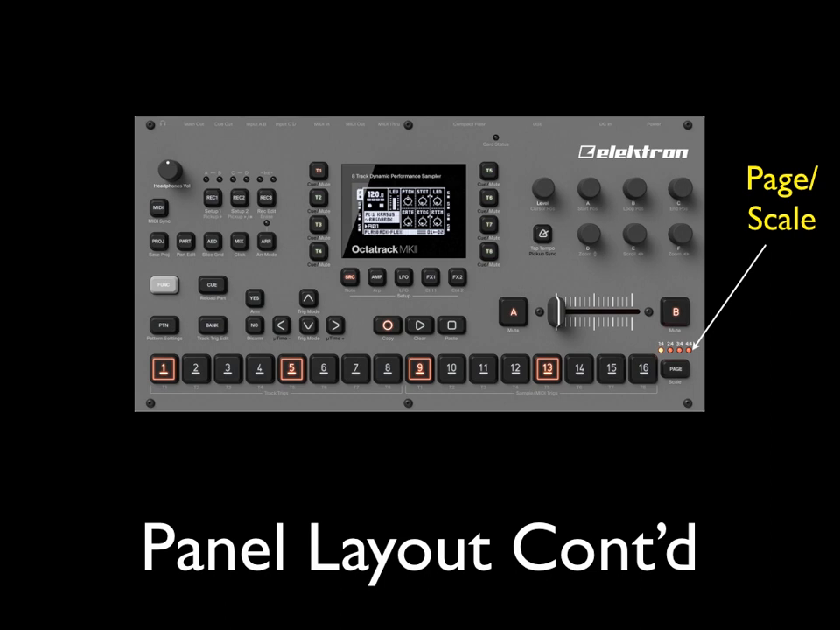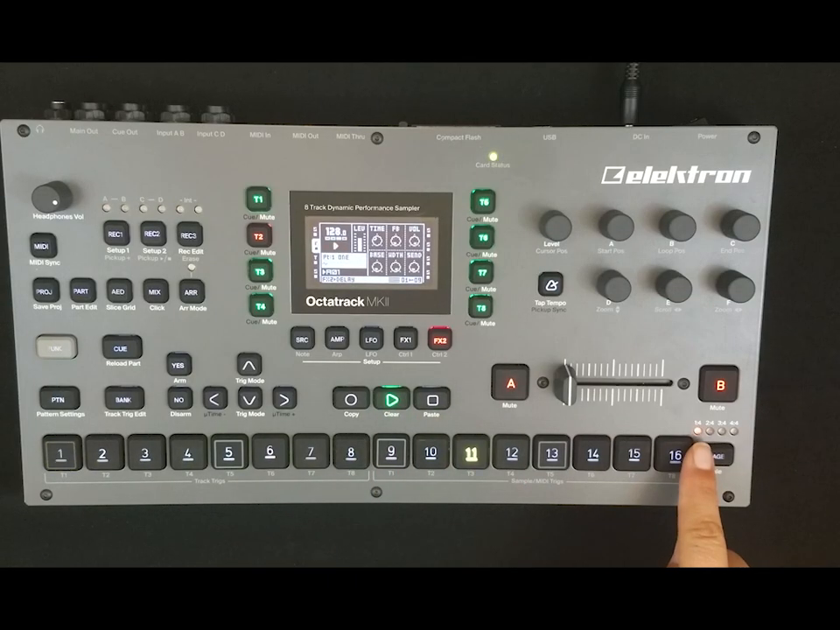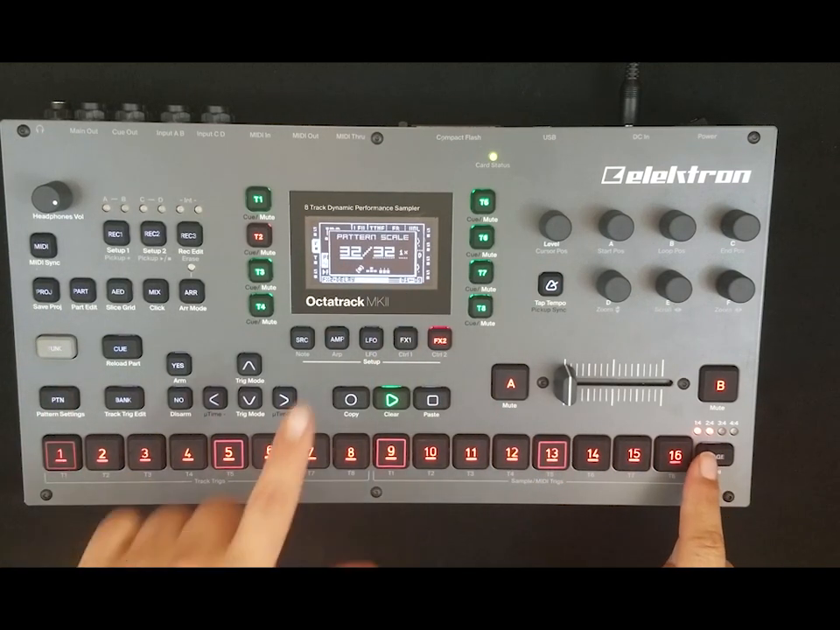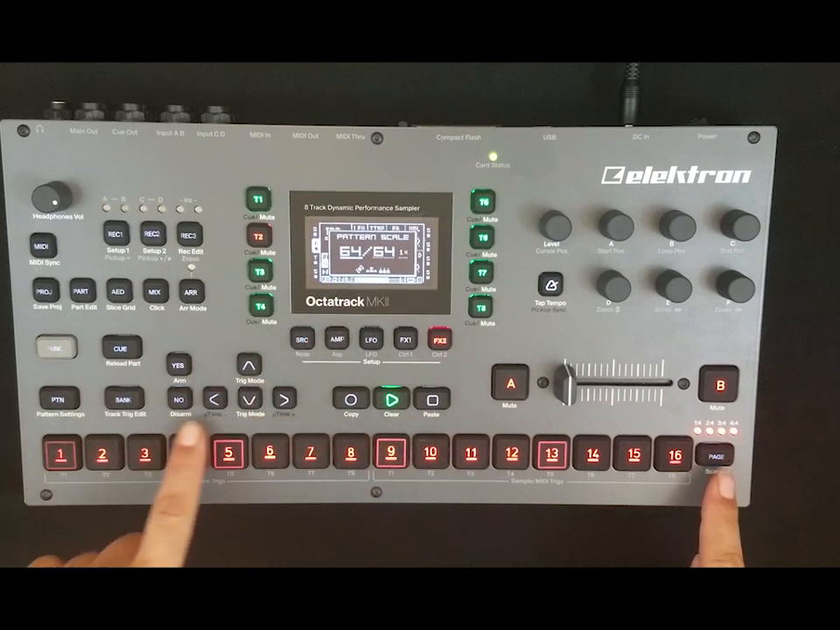Next is the page and scale. This shows the active pattern page. The LEDs indicate which page is playing. Function plus the page key will bring up the scale setup menu. This is where you select the track length and time signature.